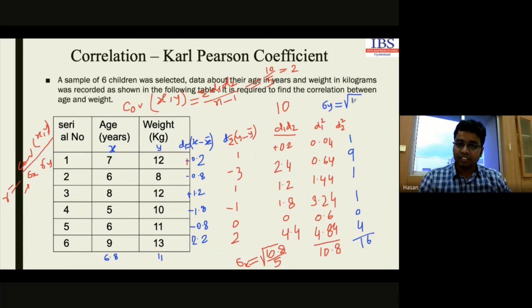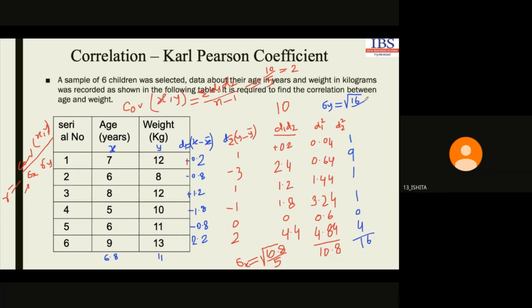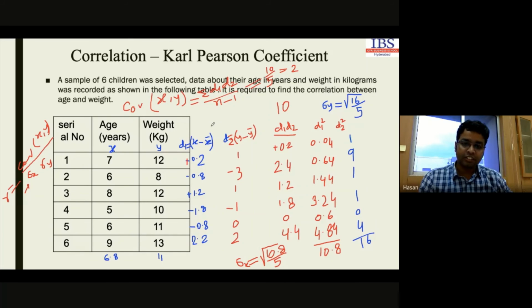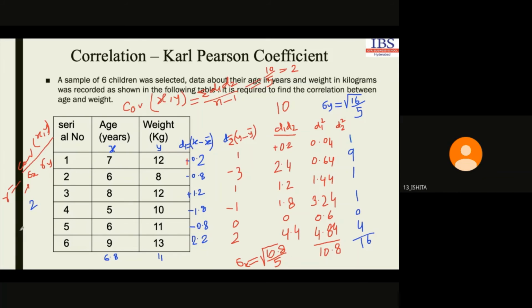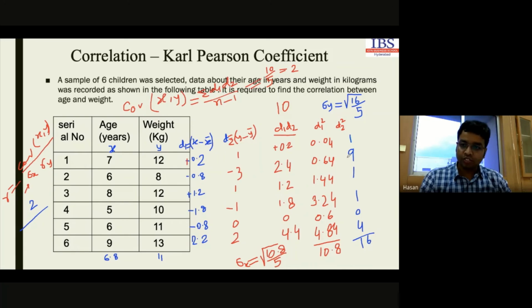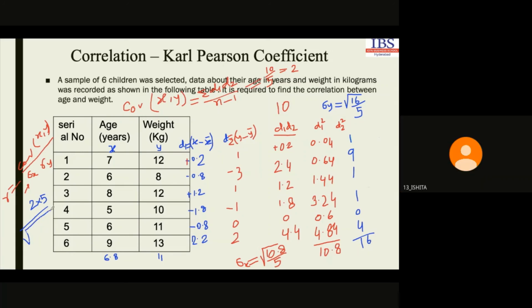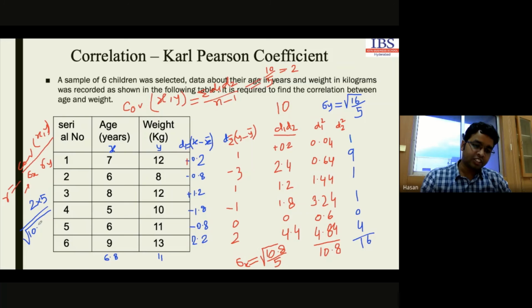So we get every value, right? So what will be the value for the correlation coefficient now? Covariance of xy is 2, we have computed this. So 2 by root 10.8 by 5 into root 16 by 5. Both of them have 5, so we get the 5 in the numerator. Then in the denominator, 10.8 into 16. Now tell me what will be the result.